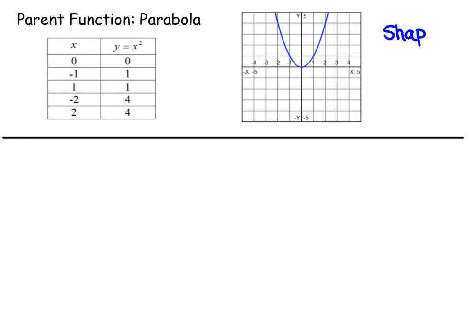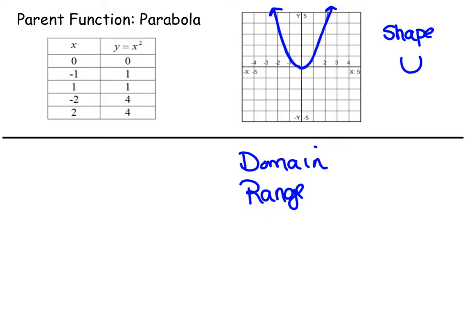Again, you don't need to write this down. It's going to be U shaped, going on like that. The domain and range we'll talk about on the next slide. And then this is a T-chart. I'm going to show you how these ordered pairs are constructed.